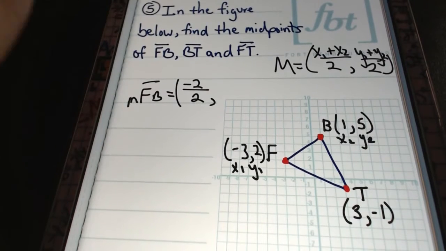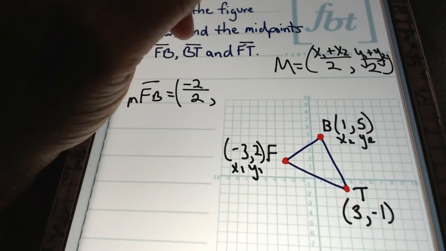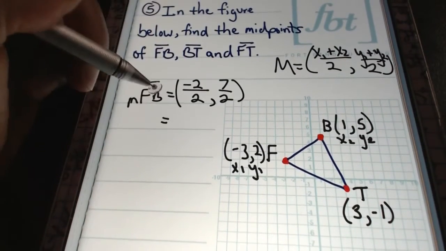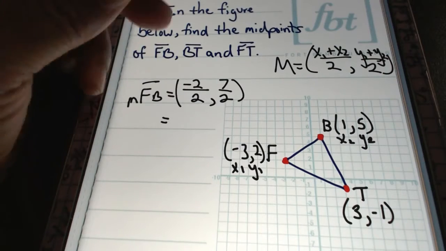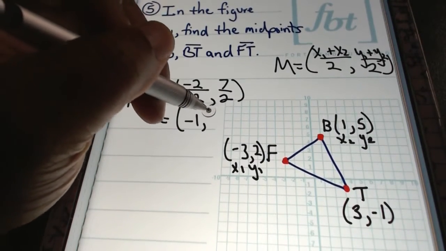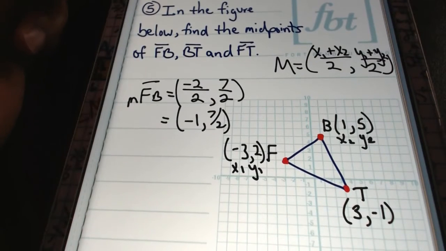Then as you add your y values together, 2 plus 5 gives you 7, and that'll be divided by 2. So in simplifying, the midpoint for segment FB should be -1 and 7/2. There you go. -1 and 7/2, or as Angry Hermit wrote it, -1, 3 and 5/10.